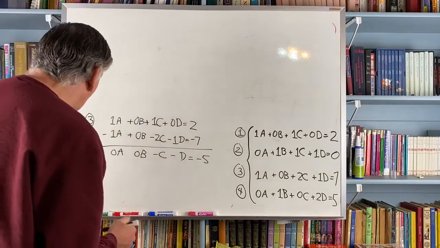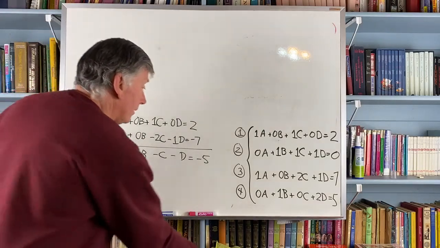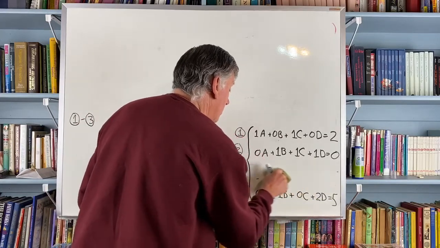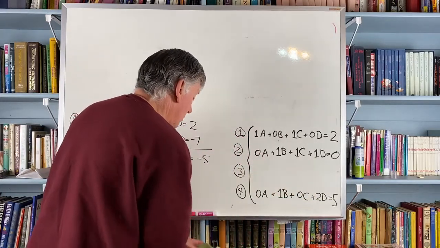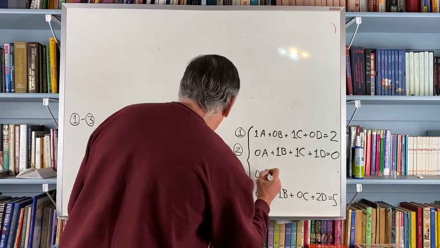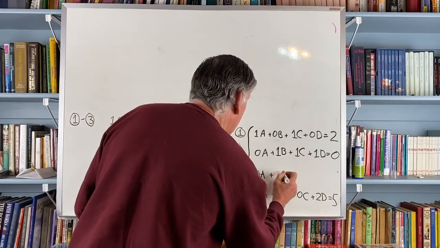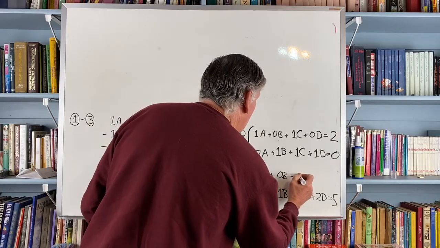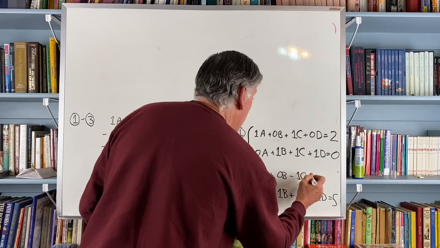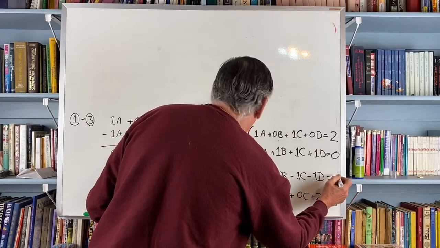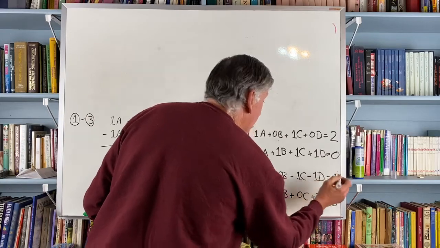And so now I can write that in there. 0a plus 0b minus 1c minus 1d is equal to minus 5.